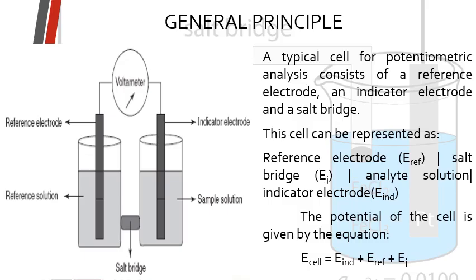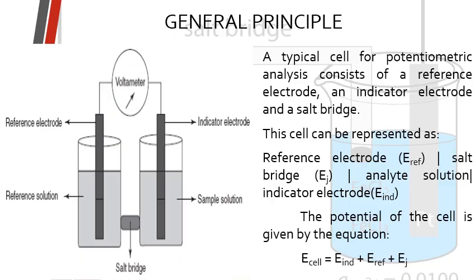The third component of a potentiometric cell is the salt bridge. The salt bridge is used to prevent interference of the analyte solution with the reference solution. Analyte solution is a sample solution whose potential is to be measured. Now, the indicator electrode is the electrode which responds to the change in the potential of the analyte solution.